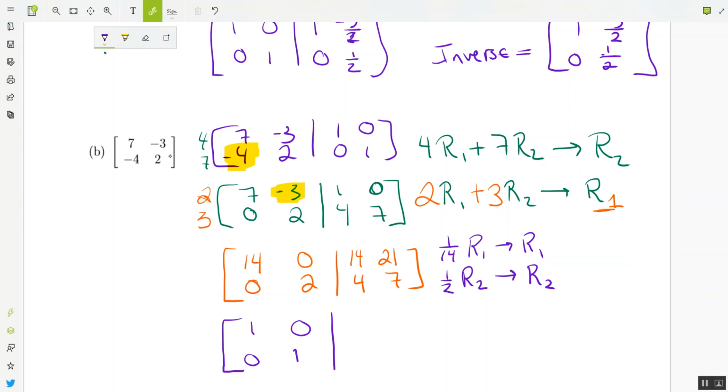All right, here's where I got to get worried. Here's where I got to make sure I do everything correctly. So 14 divided by 14, 1.